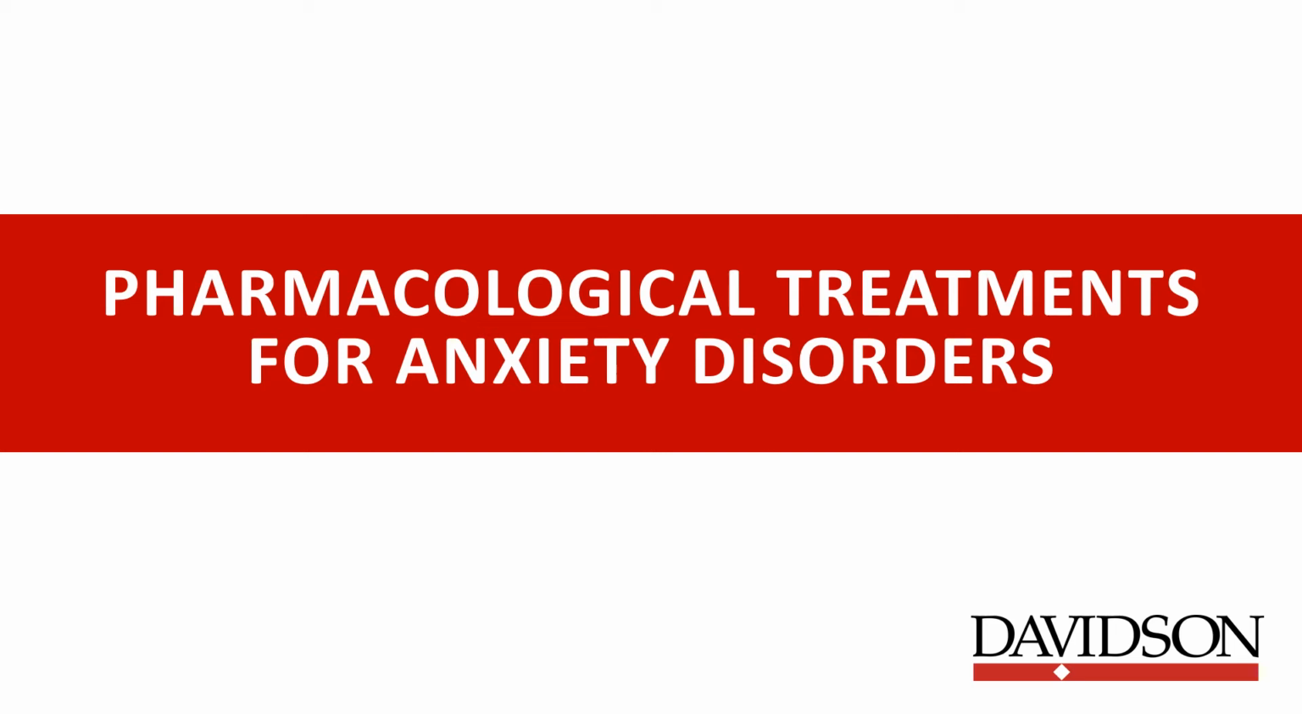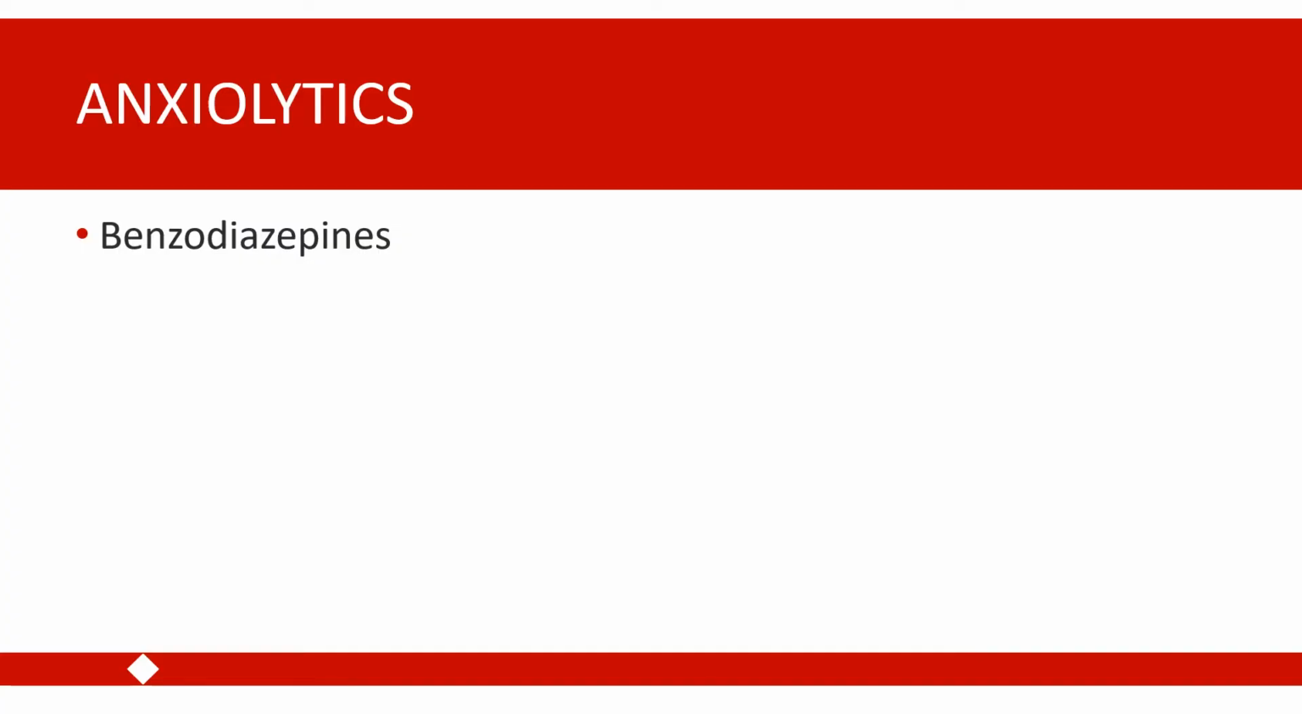In this video lecture, we'll review the pharmacological treatment options for our various anxiety disorders. We'll start by talking about anxiolytics. Anxiolytic is another way of saying anti-anxiety medications, and the most common class of anxiolytic medications are the benzodiazepines. These include drugs like Xanax and Valium, and they work by increasing GABA levels in the brain. So remember, GABA is our universal inhibitory neurotransmitter.